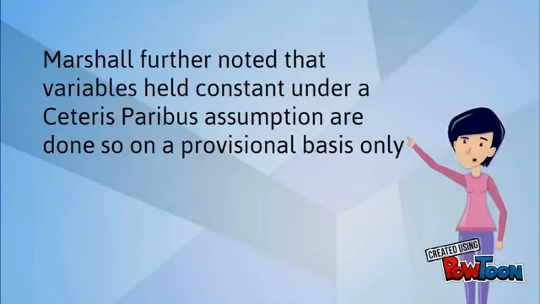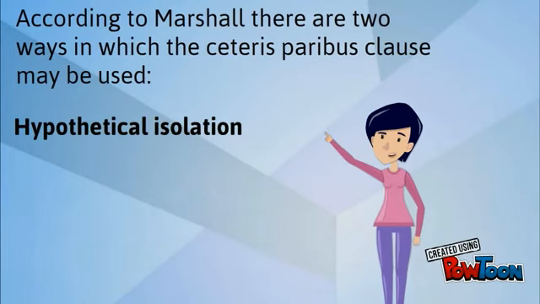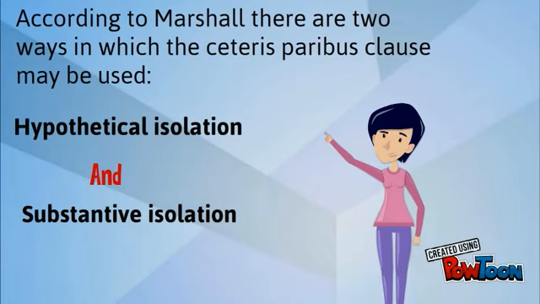Alfred Marshall further noted that variables that are held constant under a ceteris paribus assumption are done so on a provisional basis only. According to Marshall, there are two ways in which the ceteris paribus clause may be used. The first way is hypothetical isolation, while the second way is substantive isolation.